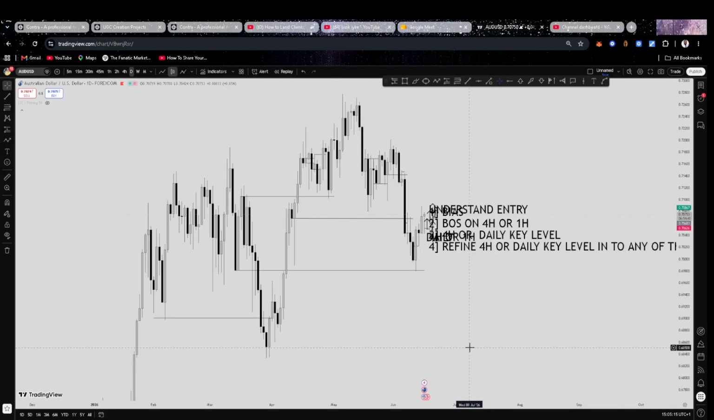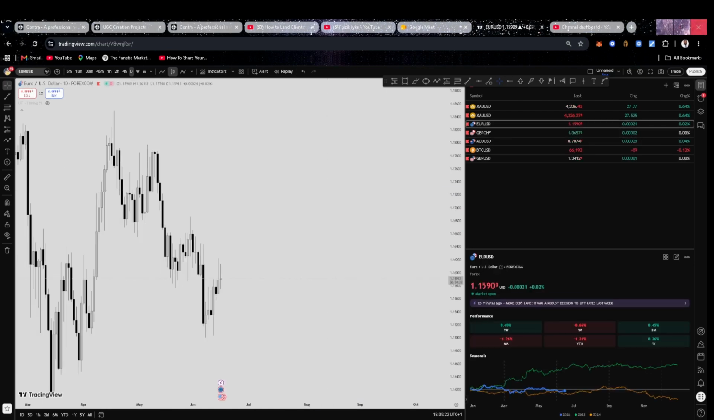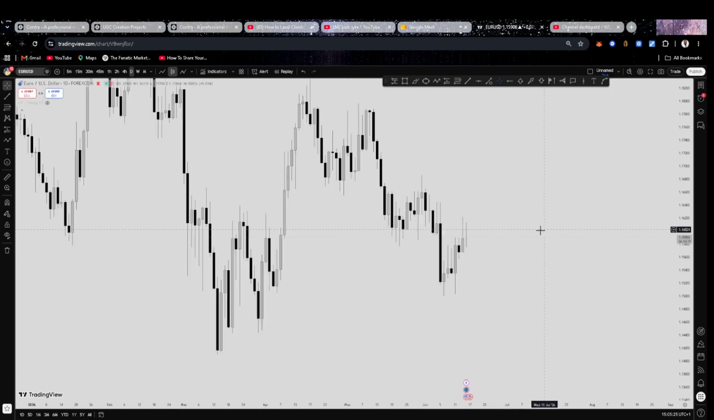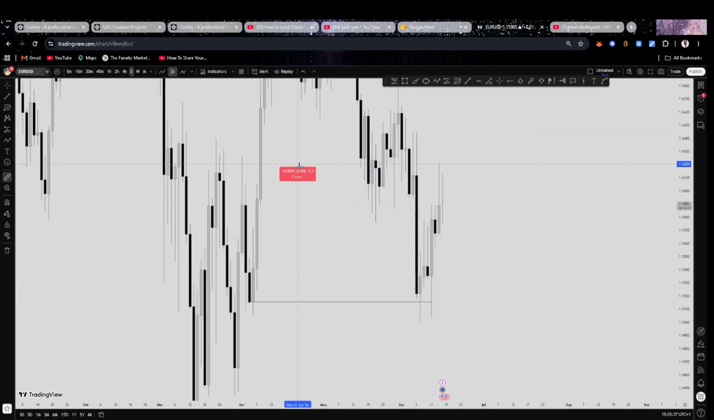Okay, now let's check another entry on Euro USD. Let's see if we can get another entry. Now on Euro USD, you can see we have a rejection, and also we have a CRT right here. We had a CRT here.